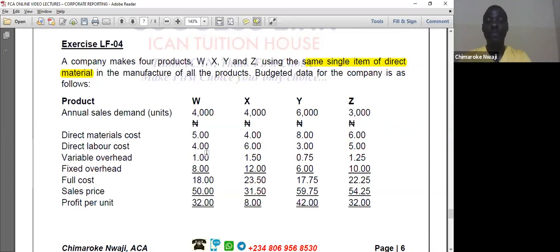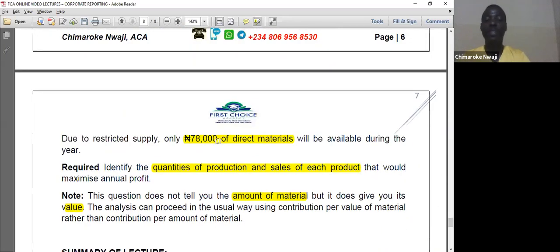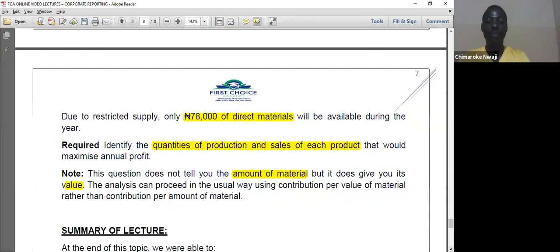If you were told that the number of units for material is the limiting factor, then there will be a need for you to convert material costs to material units. But now they are giving you costs, and you also have cost here. So all you need to do is apply the 6 steps and you get the answer. Now, this is your assignment. Submit it to the WhatsApp group page.